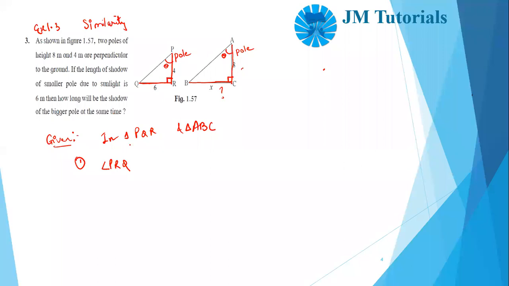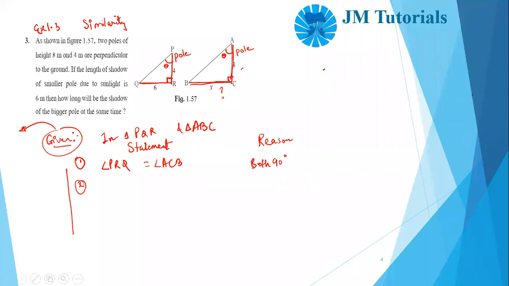Okay, so now I'll write the statement. I'm skipping the given for now; I'll write the given later. Statement and reason. My statement is angle PRQ, that is 90, is equal to angle ACB, that is also 90. So both are 90.